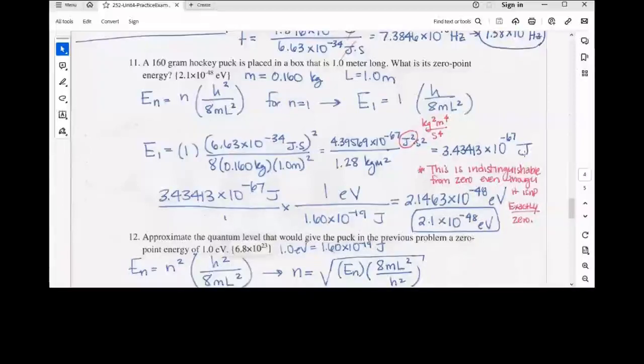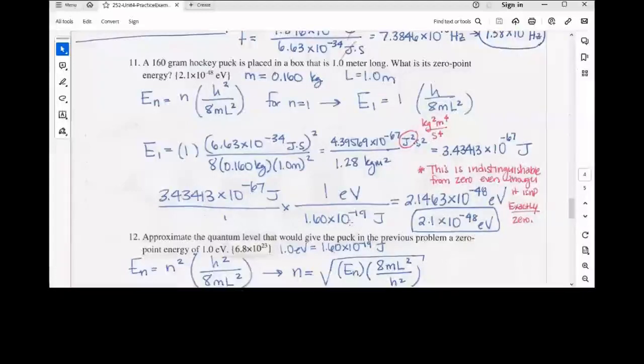Now, note that the denominator of this expression that we have, 8 times m times L squared, is something that we can think of as having the same units as a moment of inertia.